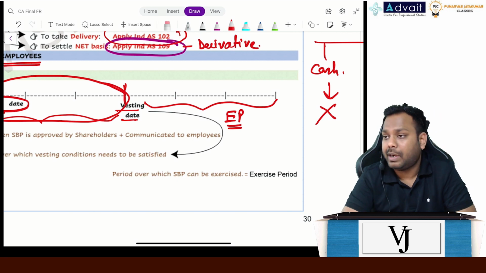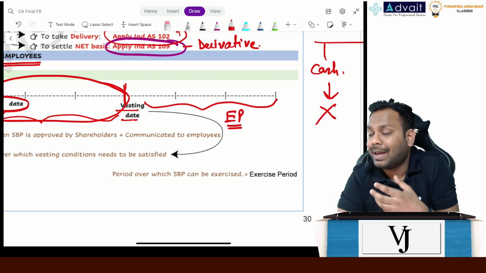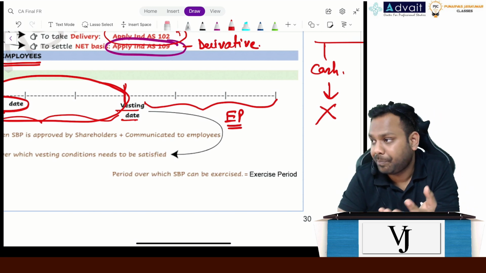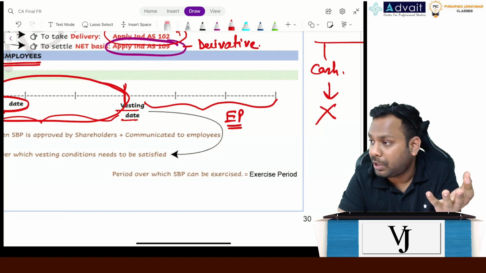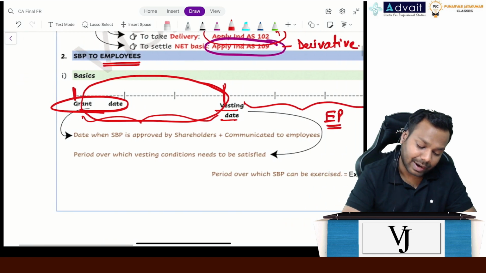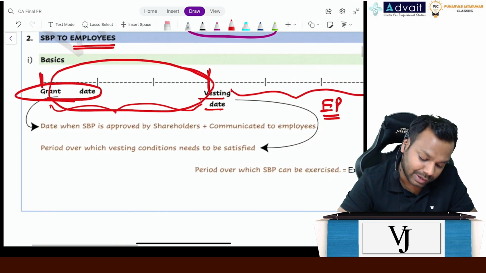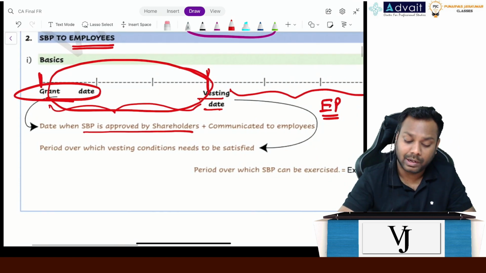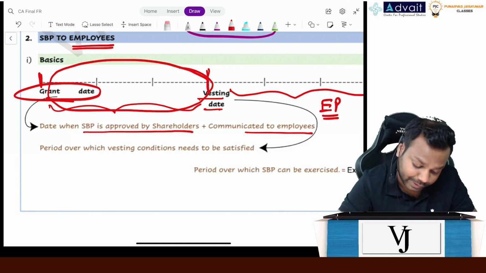Exercise period is the period wherein the employees can exercise the rights, at any given point of time during this period. So now, what is a grant date? Grant is the date when the share-based payment is approved by the shareholders and it is communicated to the employees.